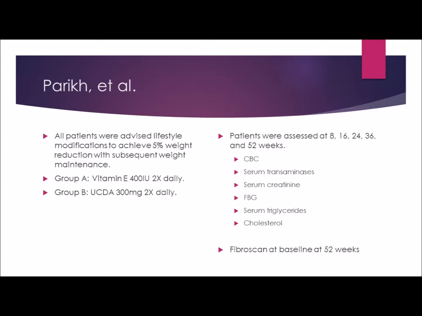All patients were advised and monitored by a dietitian for dietary and lifestyle modifications to lose 5% body weight and maintain the weight loss. Subjects were divided into 2 groups. Group A received 400 IU 2 times daily of vitamin E, and Group B received 300 milligrams of UDCA 2 times daily. Subjects were assessed at 8, 16, 24, 36, and 52 weeks for a CBC, serum transaminase, creatinine, and triglycerides, as well as a cholesterol count and fasting blood glucose. A fibroscan was done to assess liver fibrosis at baseline and 52 weeks.